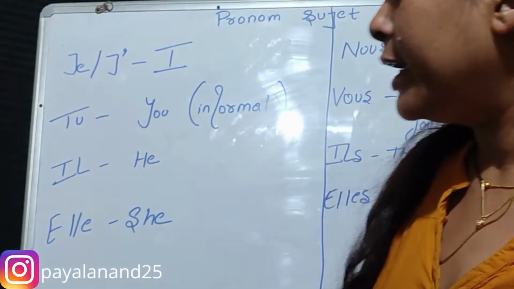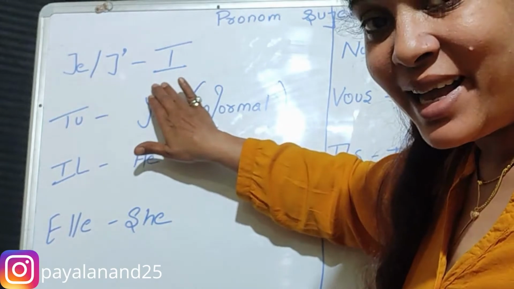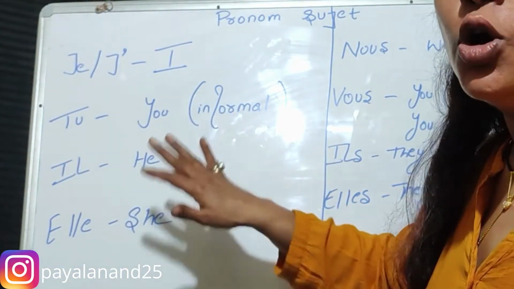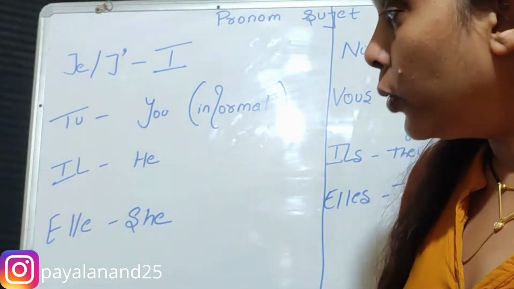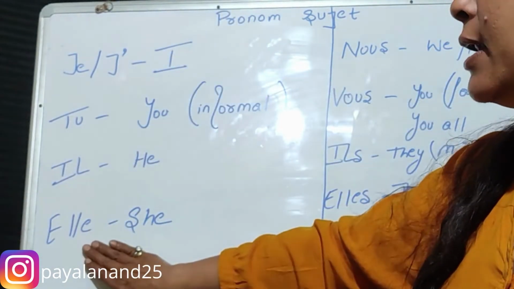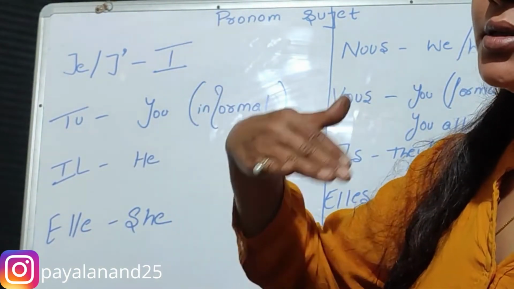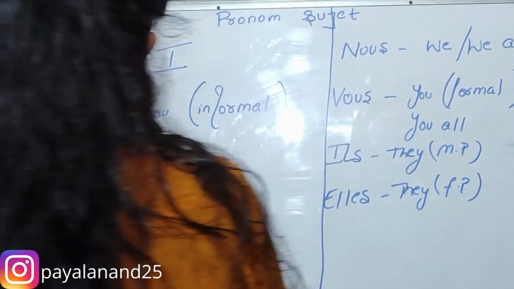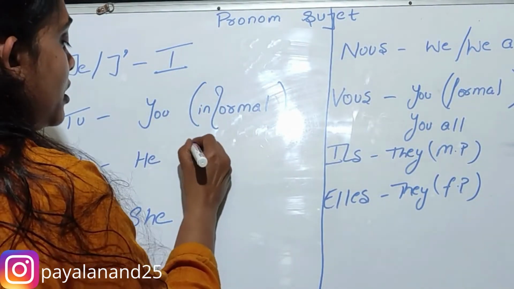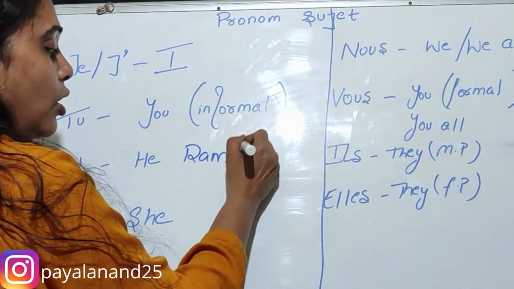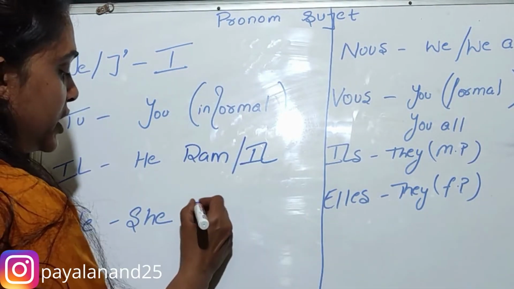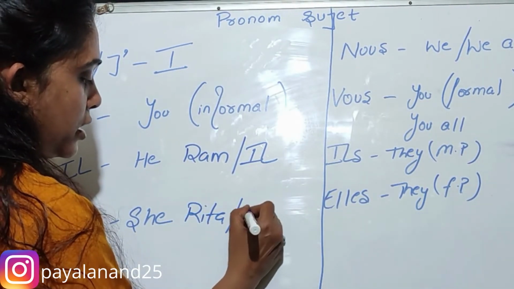I will explain again. Je means I, first person singular. Tu means you, or as per Hindi it's "tu". Il means he, third person singular. Elle means she, third person singular. If I would want to repeat the word "he", for example Ram, if I say Ram or if I say "il", they both have the same meaning. Elle, Rita, or elle.